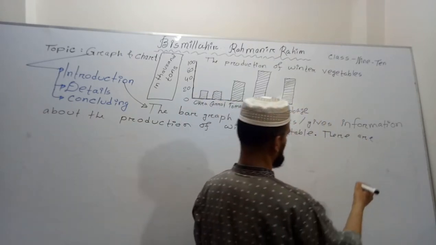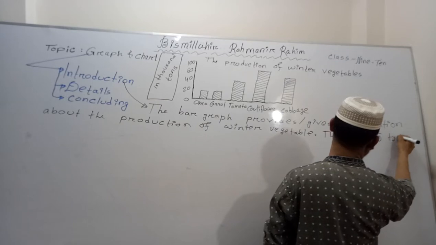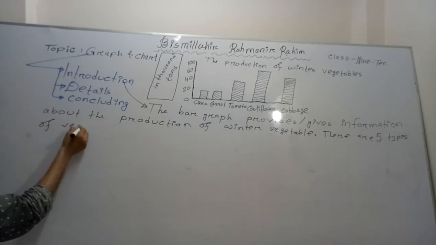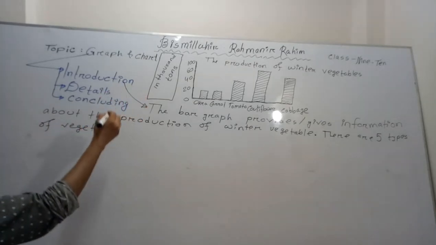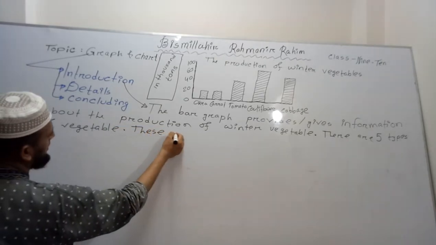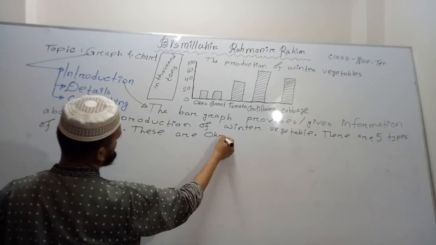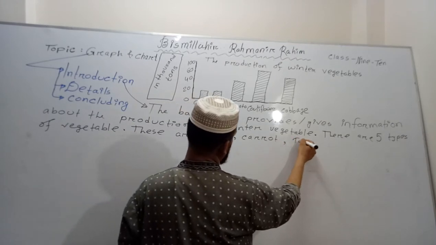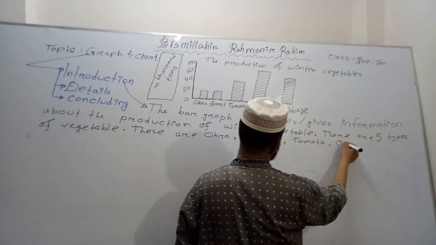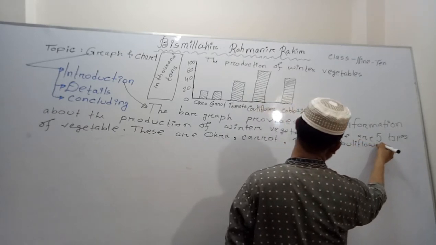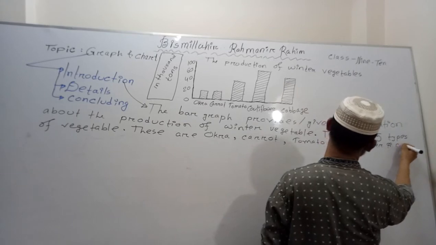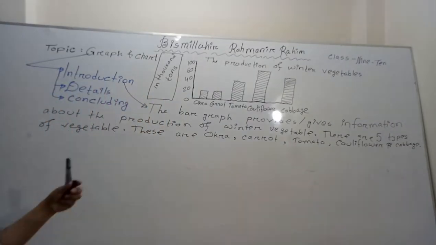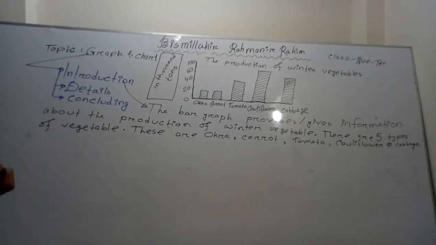There are five types of vegetables. These are, see: okra, carrot, tomato, cauliflower, and cabbage. So dear students, this is the introduction.